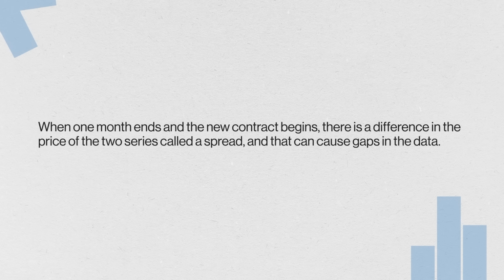But there is a problem. When one month ends and the new contract begins, there is a difference in the price of the 2 series called a spread. And that causes a gap in the data. To deal with that problem, platforms do what is known as back adjusting. Let me explain how it works with an example.